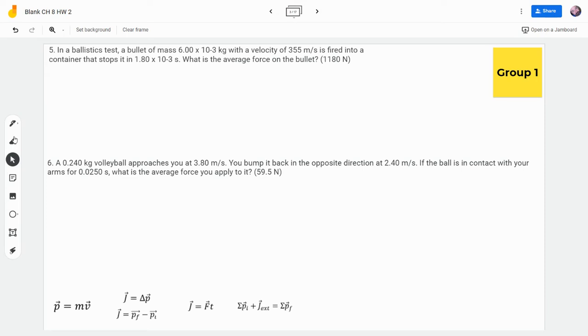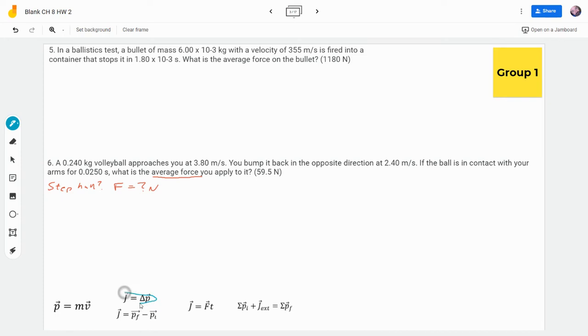you apply to it? So what we're looking for, if we were going to do a step H for this, what are we looking for? We want the average force, or just the force. So we want force is equal to question mark newtons. All right, so what's going on here is we can figure out the initial momentum of the volleyball. That's when it's approaching you. The final momentum, which is its momentum after you bump it back. So then we can figure out the change in momentum.